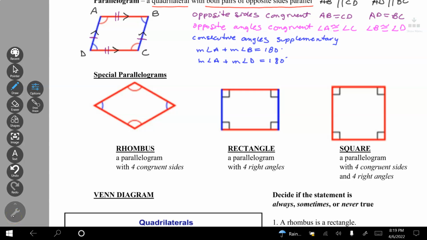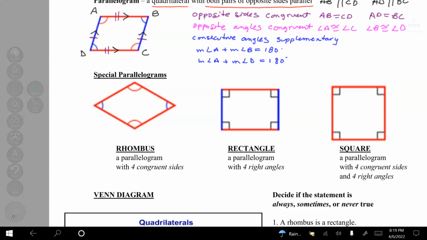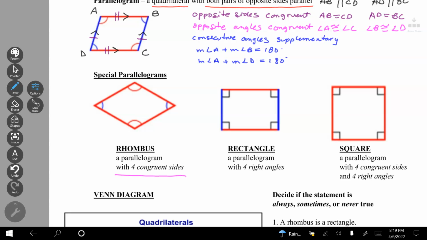So 3 very special parallelograms. These have opposite sides parallel, and all these other features we just talked about are all there, but these are special. First is a rhombus. A rhombus has all 4 sides congruent. So all 4 of these sides are congruent. It still has opposite angles congruent, and diagonals bisect each other, and so on and so forth, but this is what we have special.